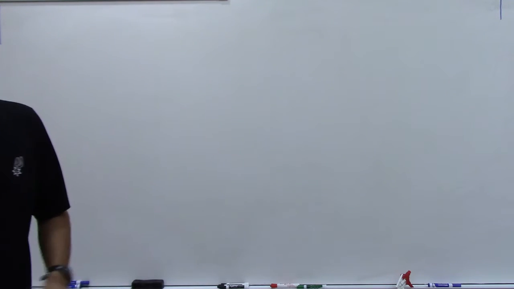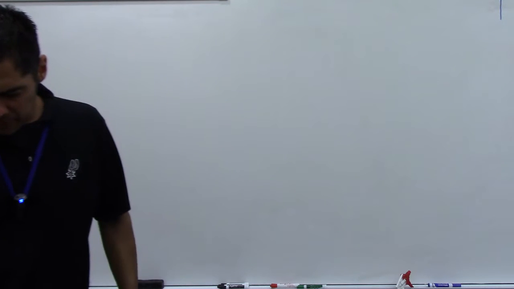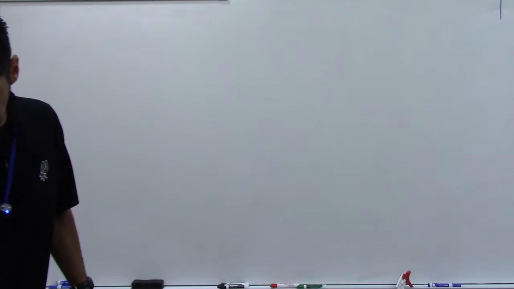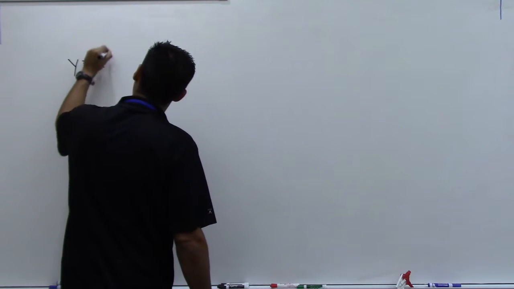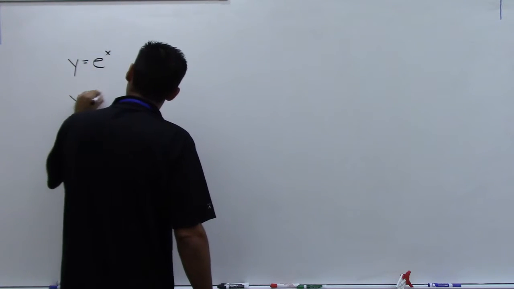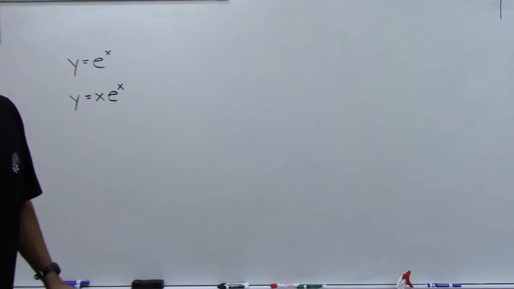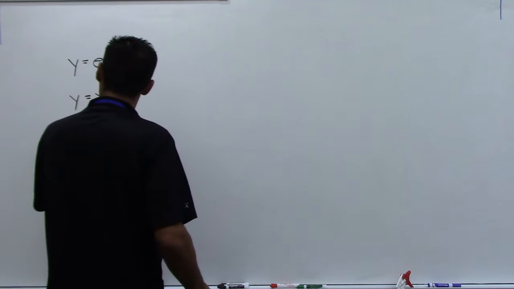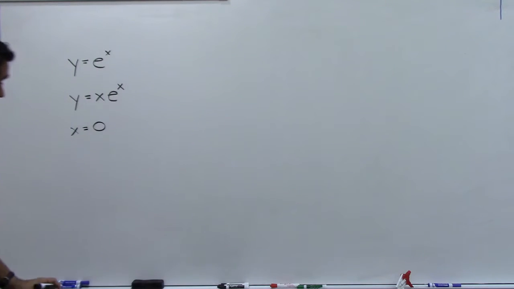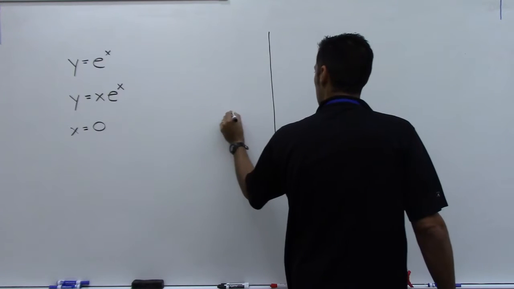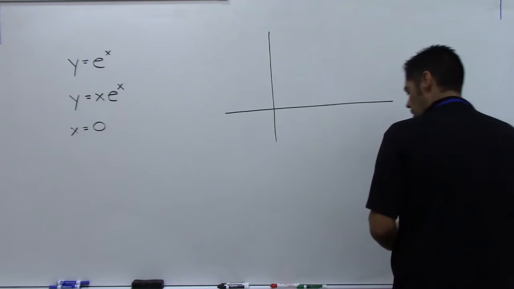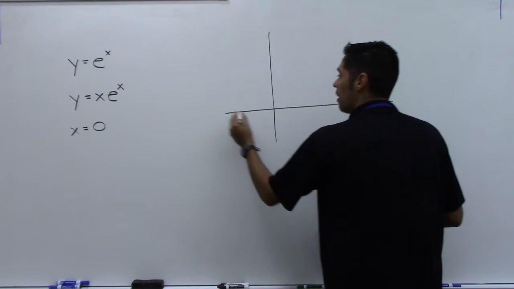All right, moving on to 13. Okay, y equals e to the x, y equals x e to the x, and x equals 0. Let's see if we can graph this. This is going to be kind of interesting. Start with y equals e to the x.